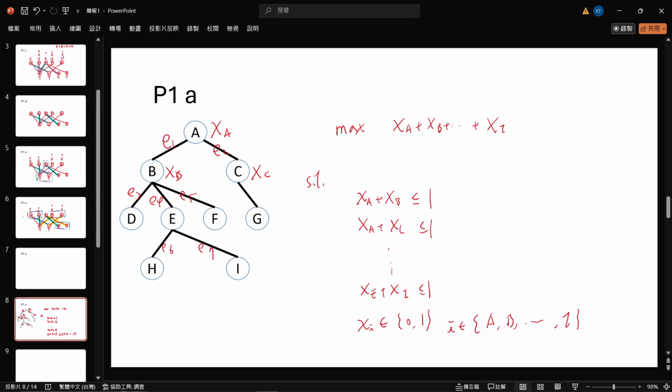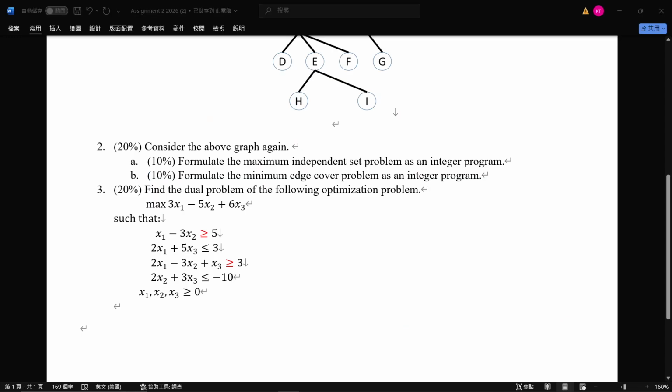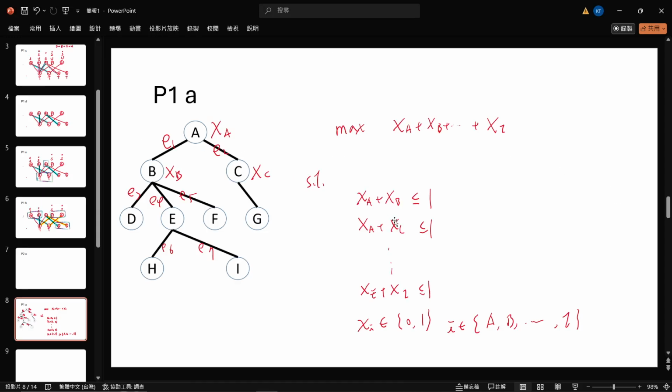The last is the binary variable condition or constraint, okay, saying that every variable can be only 1 or 0. Okay, so that's the integer program for maximum independent set.